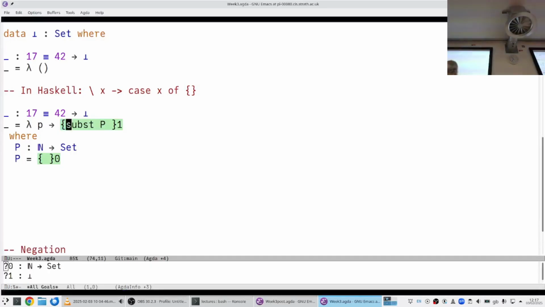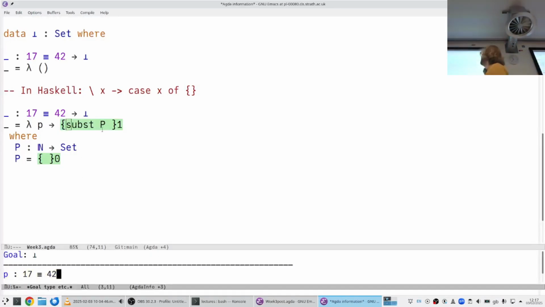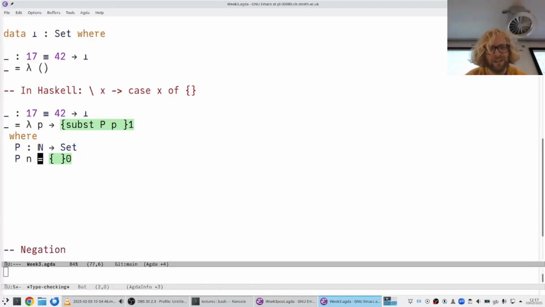Okay, so now P here is my proof that 17 is 42. So I give that here, and then I get to go from P of 17 to P of 42, right? So I better make sure that P of 42 is empty.